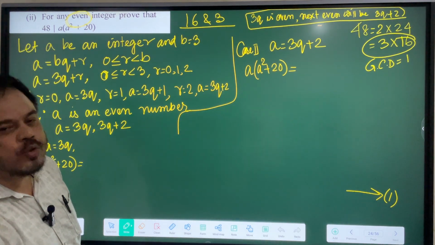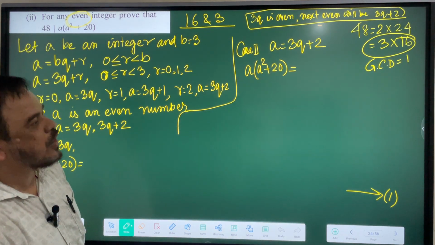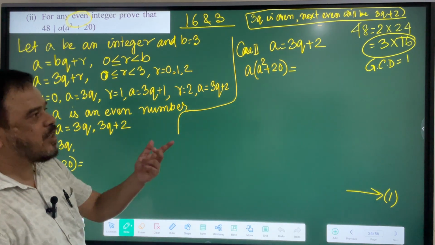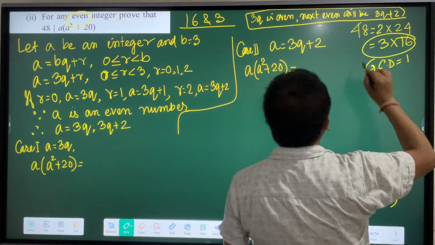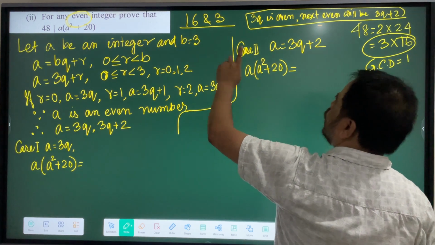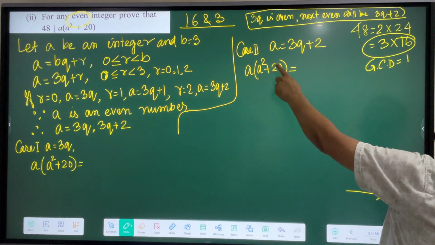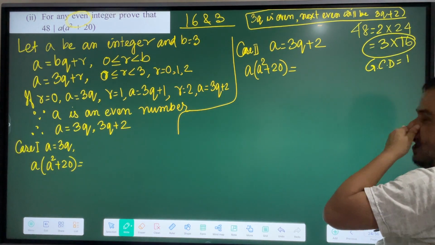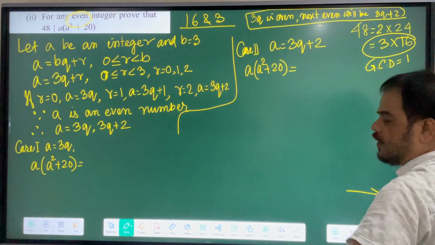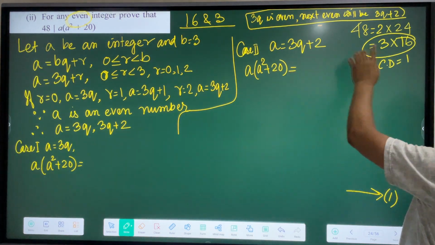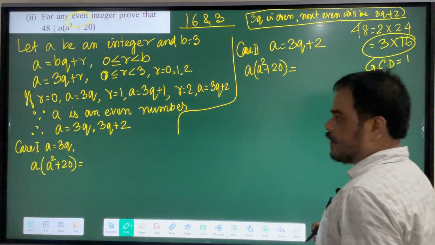48 is equal to 2 into 24, and 48 is also 3 into 16. We have chosen 3 and 16 because the HCF of 3 and 16 is 1. The HCF of 2 and 24 is not 1, so 3 and 16 are chosen. First we will show a(a² + 20) is divisible by 3. Secondly, we will show a(a² + 20) is divisible by 16. If a(a² + 20) is divisible by 3 and by 16, then it is also divisible by 48. So this is what we will prove.